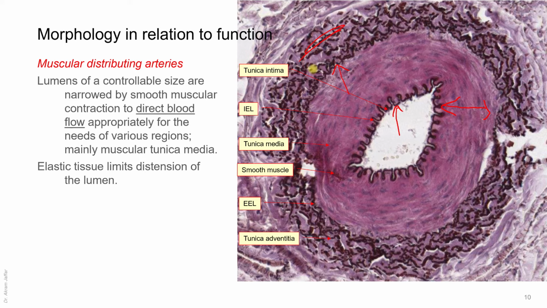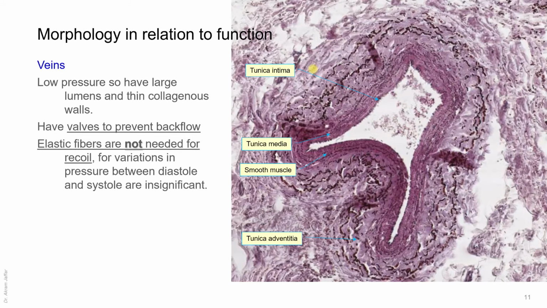And the elastic tissue will limit the distension of the lumen. Here, this is the vein. I can see that it has a distorted shape. The thickness of the wall is thin in comparison to the size of the lumen. The valves are not shown, but as I mentioned, you might see the valves, which are functionally important to prevent backflow of blood.